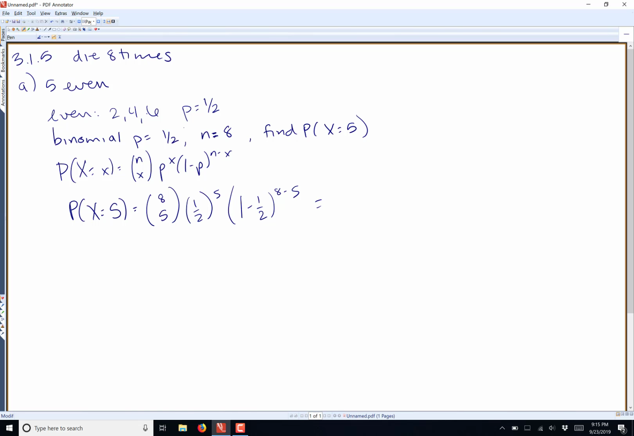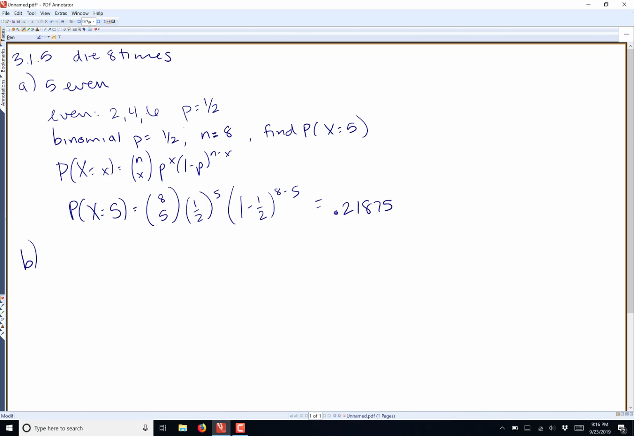Now remember that 8 choose 5, that's your binomial coefficient. You can put that into your calculator or go look up the formula to figure that out. So this gives me 0.21875. So I'm betting the harder part of this problem is just figuring out what your p and n and x values are that you're looking for.